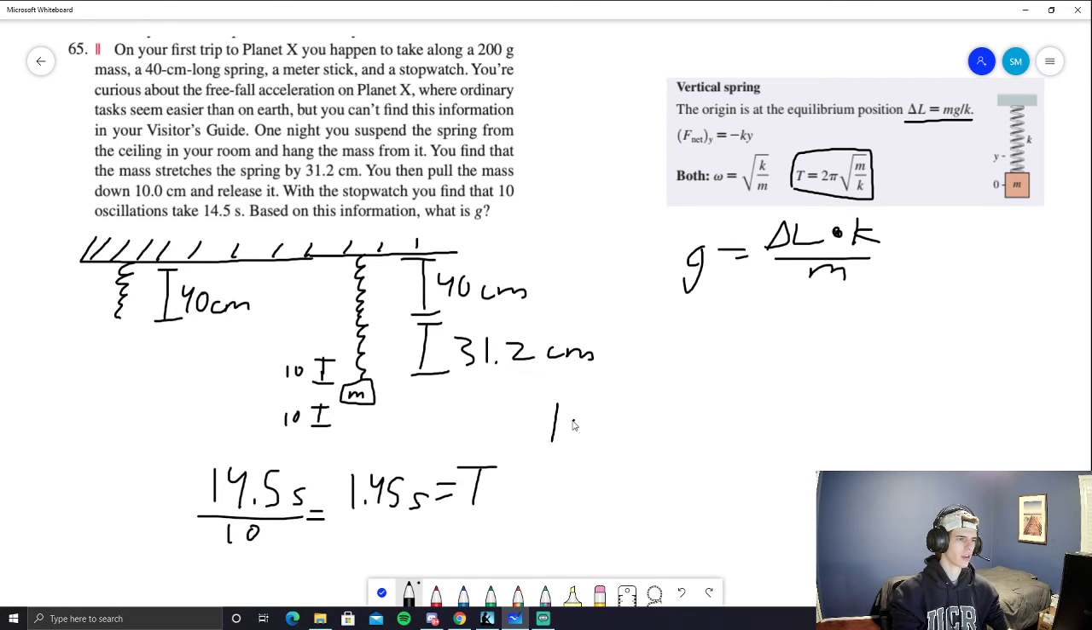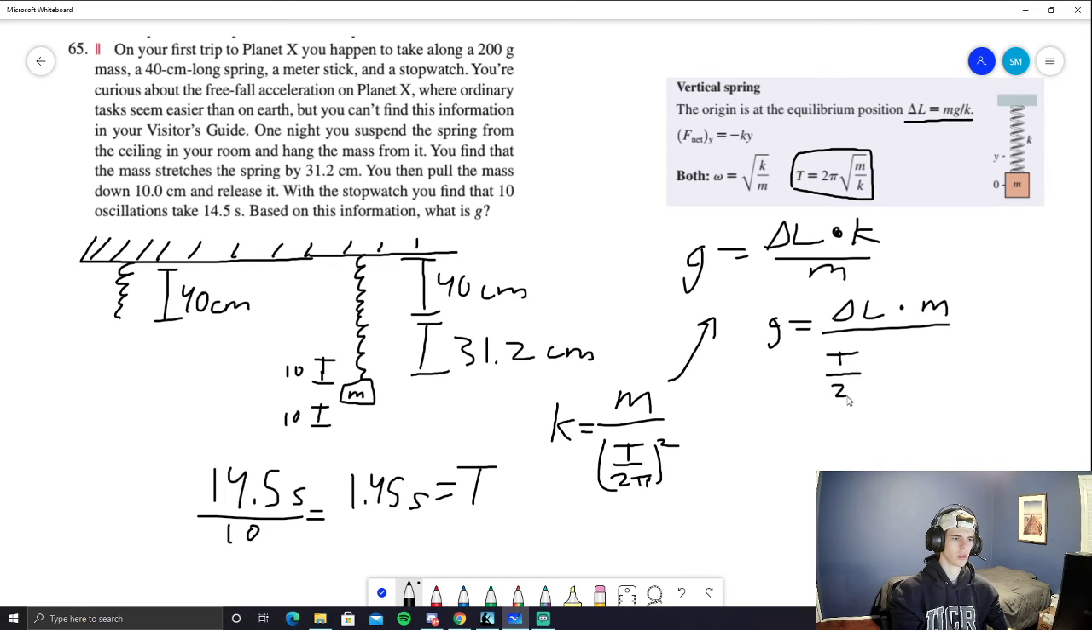Let's write out this equation in terms of K. That would just be K equals M over the quantity T over 2 pi, squared. Okay, so now let's plug that in to this equation. g is equal to change in L times M over the quantity T over 2 pi, squared, times 1 over M. Now something interesting happens. You don't need the mass, even though we were given it. You just need the change in L and the period.